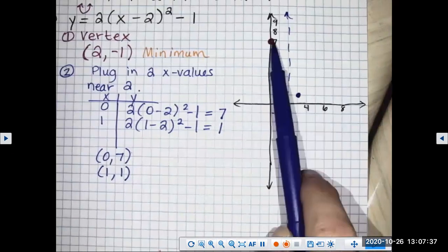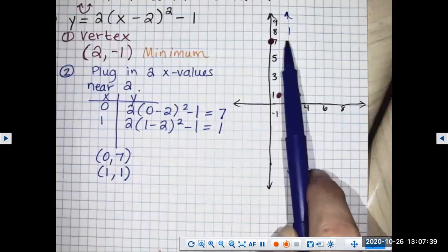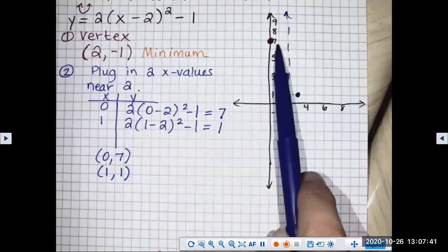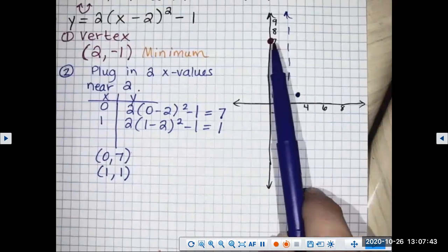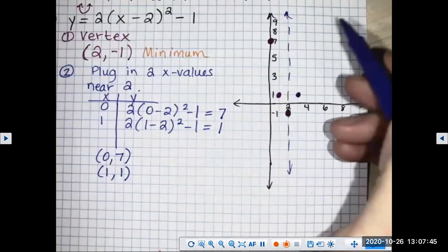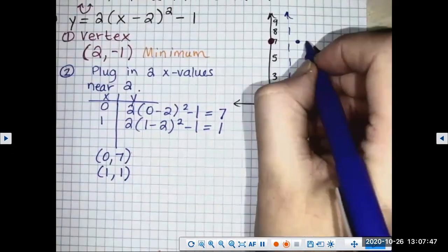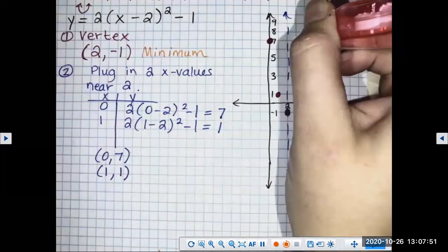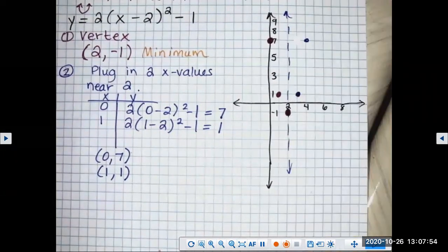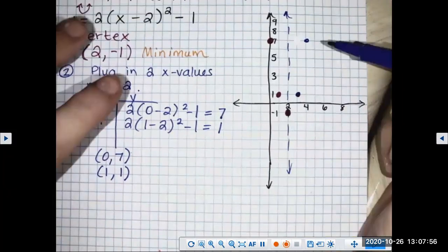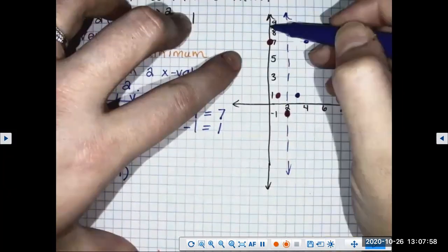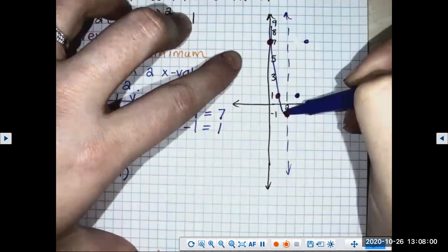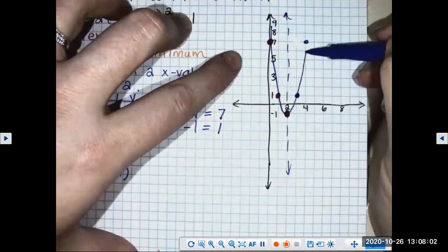Where will this point be? How many places away is it from your axis of symmetry? 2. So it's going to go 2 places to the right. And then all you have to do from there is just connect your points, and try to make it U shape and not V shape the best you can.